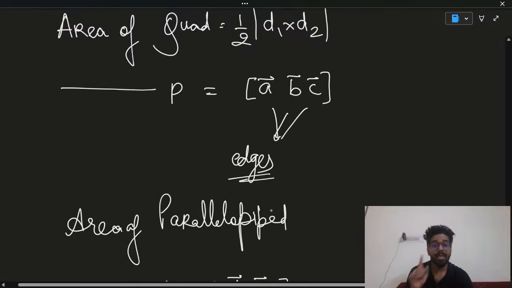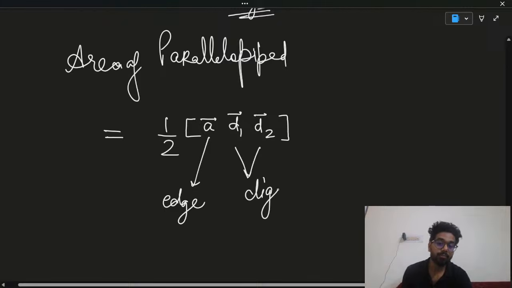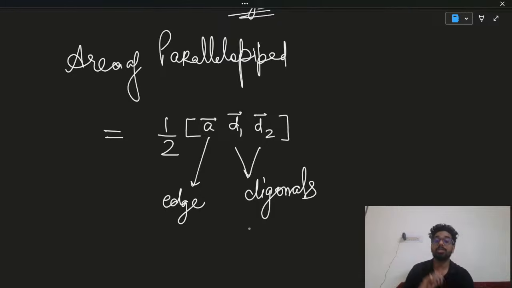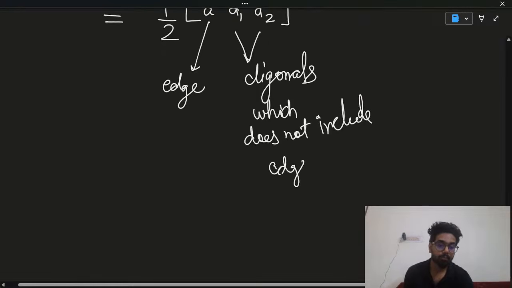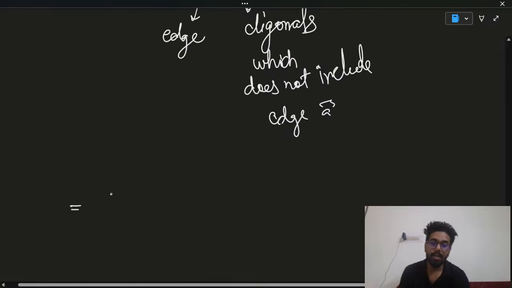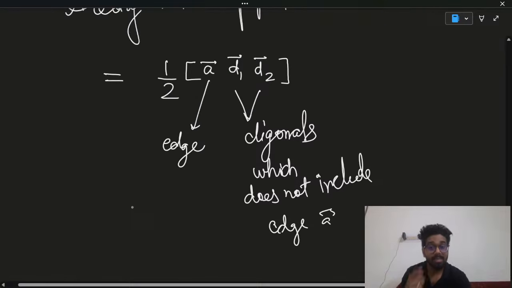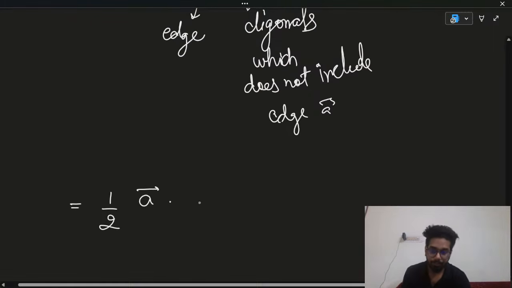Okay. So here A, B, C are edges. Here A is an edge, and D1, D2 are diagonals. Diagonals which do not include the given edge, which do not include A vector. This does not include the edge A. So now over here you are having the formula, get the answer. It's 1 by 2 into, what is this? It's A dot D1 cross D2. Simple. It's A dot D1 cross D2.